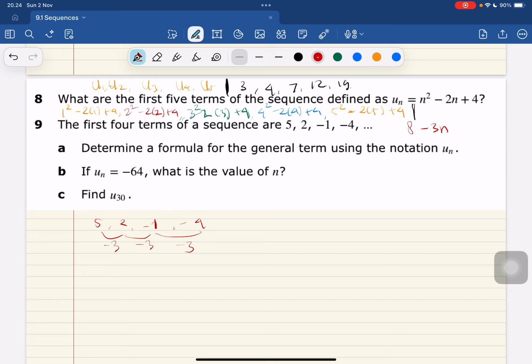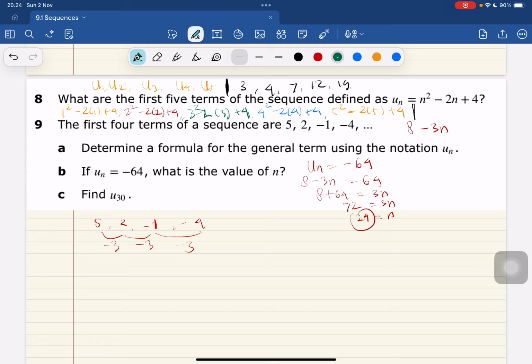So if un equals minus 64, find the value of n. So un is minus 64, so 8 minus 3n equals minus 64. So 8 plus 64 equals 3n. So we got 64 plus 8 is going to be 72 equals 3n. So n equals 72 divided by 3, which is 24. So n equals 24.